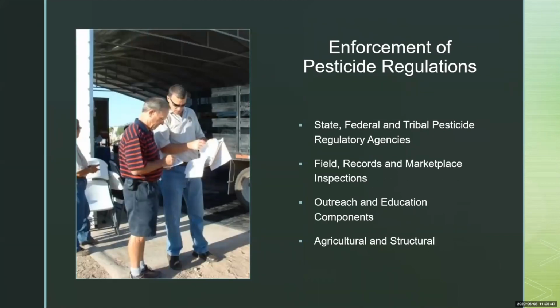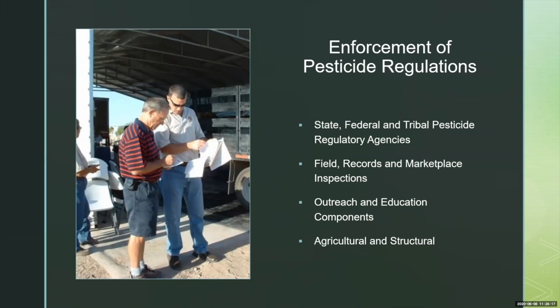There's enforcement of these pesticide regulations at the state, federal, and tribal level. The tribal pesticide regulatory agencies are very active in Arizona as well. We have our Arizona Department of Agriculture, and we have federal EPA that gets involved in some of the more serious cases. They do field inspections, record-keeping inspections, and marketplace inspections where pesticides are sold. And they also have outreach and education components.